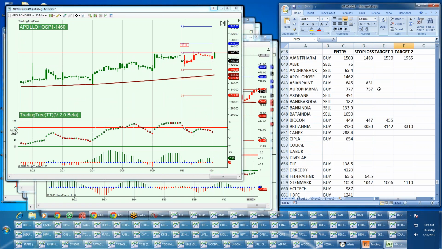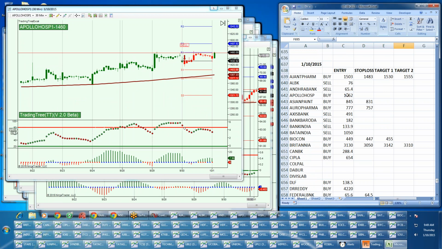I've already placed a buy here for Apollo Hospital at 1462. My stop loss will be 1432. My profit will be 1485, the first one, and my second target will be 1540.